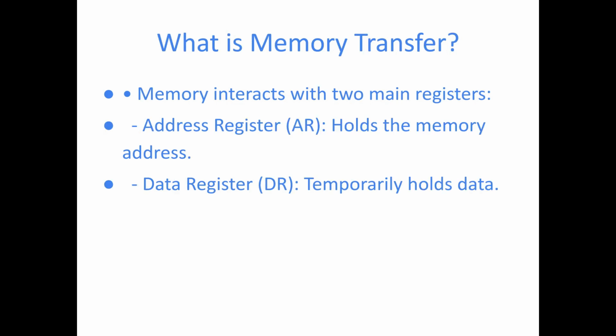Now let's move to memory transfer. Consider a memory that interacts with two main registers. The address register AR holds the address of the memory location. The data register DR temporarily holds the data being transferred.